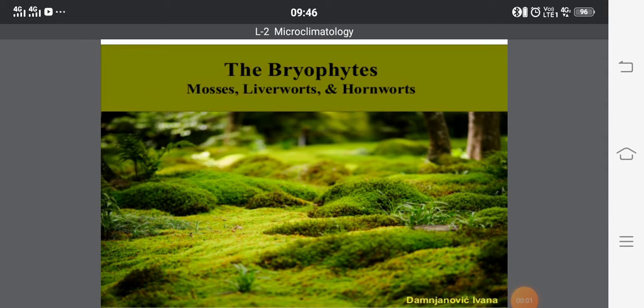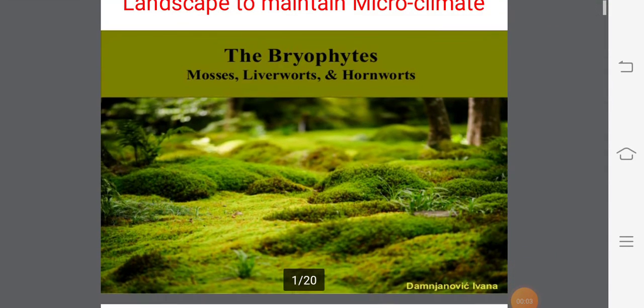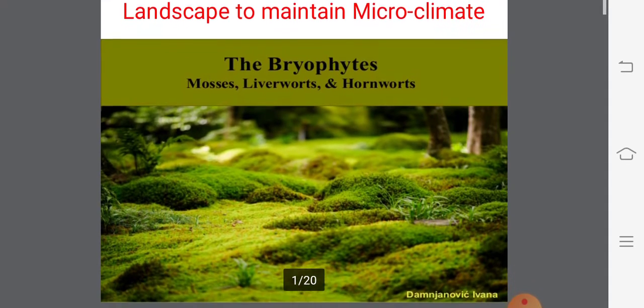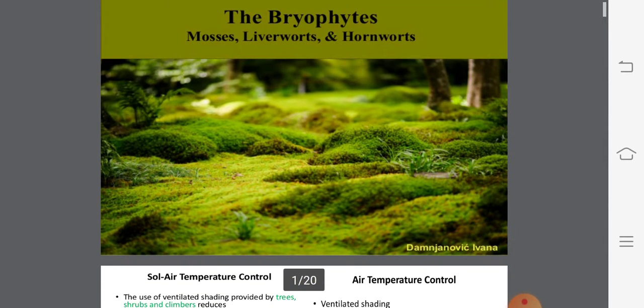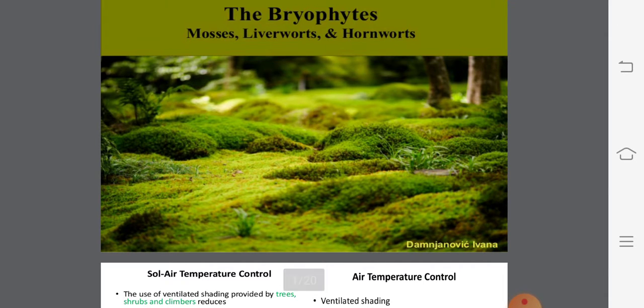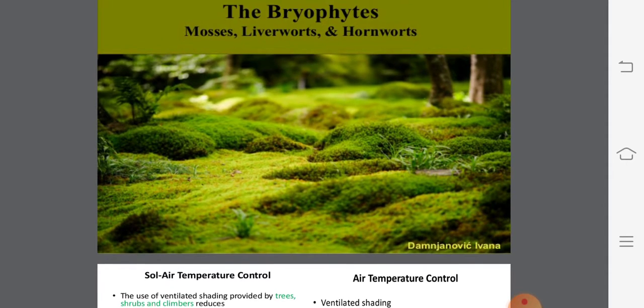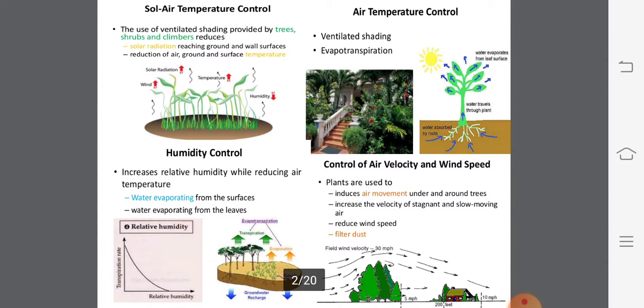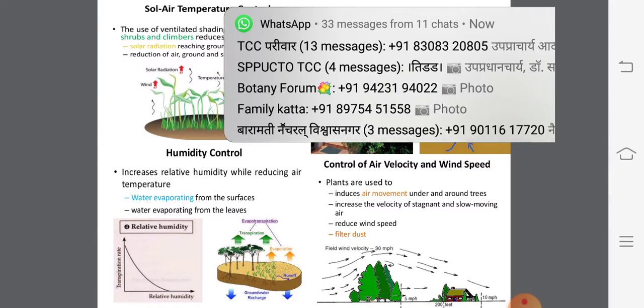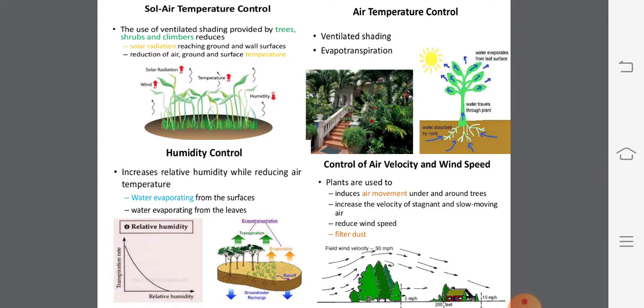Okay, so here now we are observing the microclimatic conditions in the bryophytes. This is the same photograph. Already we have seen the factors affecting the microclimatic conditions. So I am going to consider these conditions. Here we know soil air is an important factor, then air temperature, then humidity, and the control of air velocity and wind.